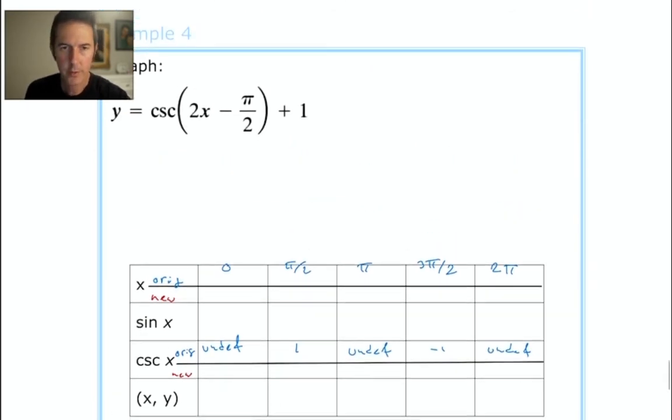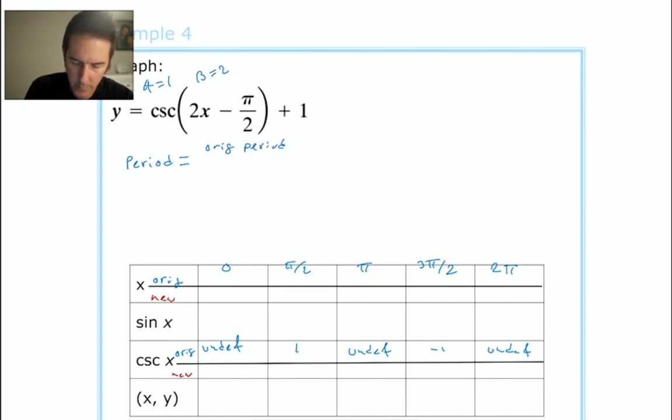Now what are the transformations that we're going to make? Our a value here is equal to +1, so there's no vertical stretching. Our b value is equal to 2, so that's going to cause a horizontal stretch or shrink. So let's say that that modifies the period. And the period of our new function is equal to the original period divided by the b value. I got it right this time.